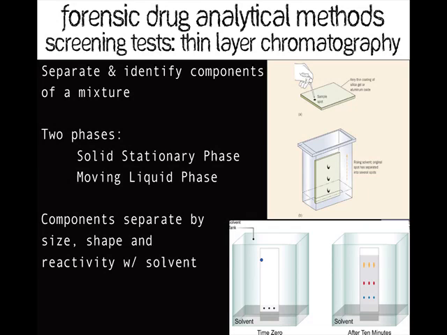You could also do thin layer chromatography. Chromatography is separating and tentatively identifying components of a mixture. So you separate the drugs into their components using TLC. It uses a solid stationary phase and a moving liquid phase to separate the constituents of a mixture. The compounds are separated by size, shape, and reactivity with the solvent. So you could test an unknown substance and look at its characteristics against a reference sample.